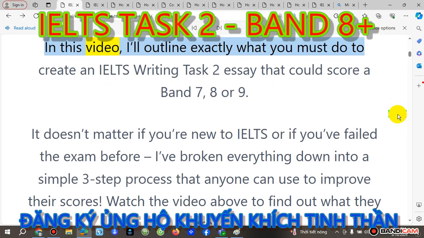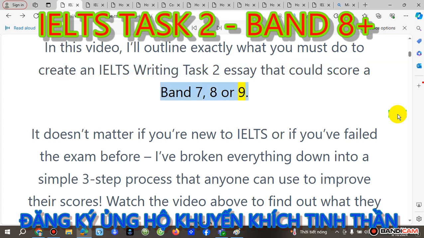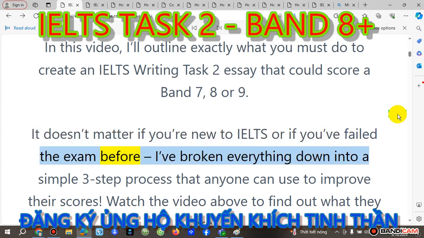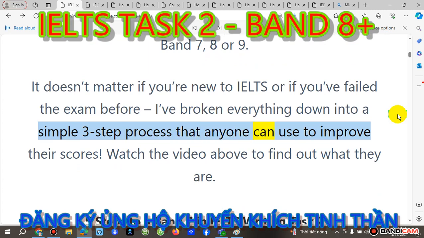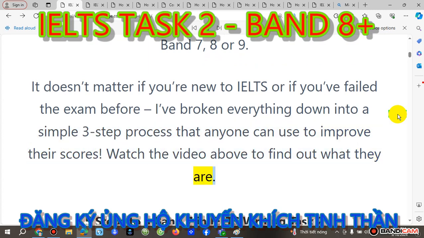In this video, I'll outline exactly what you must do to create an IELTS Writing Task 2 essay that could score a band 7, 8, or 9. It doesn't matter if you are new to IELTS or if you've failed the exam before. I've broken everything down into a simple 3-step process that anyone can use to improve their scores. Watch the video above to find out what they are.